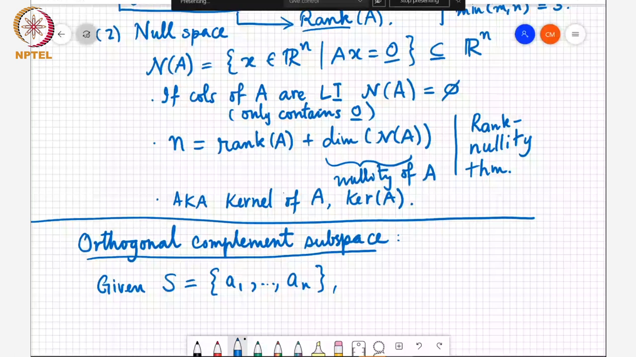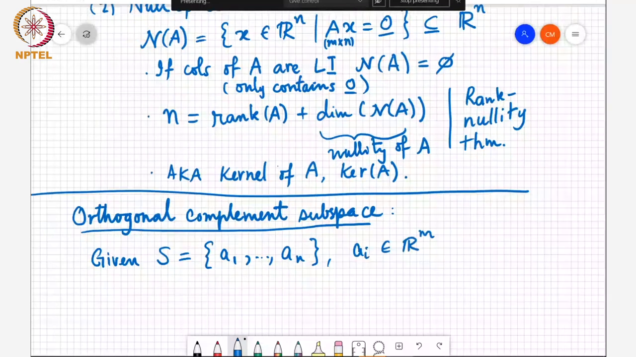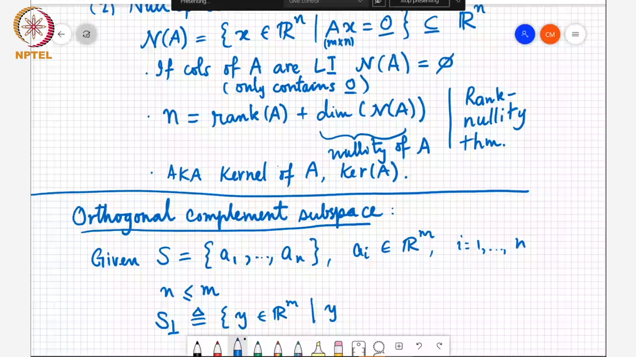So take a collection of vectors, all of them in R to the M, and suppose that N is less than or equal to M. That is, you have fewer vectors than the dimension of each of those vectors. Then we define S perp to be the set of all vectors Y, also in R to the M, such that Y transpose X equals 0 for every X belonging to the set S. So it's a set of vectors that are orthogonal to every vector in this set S.